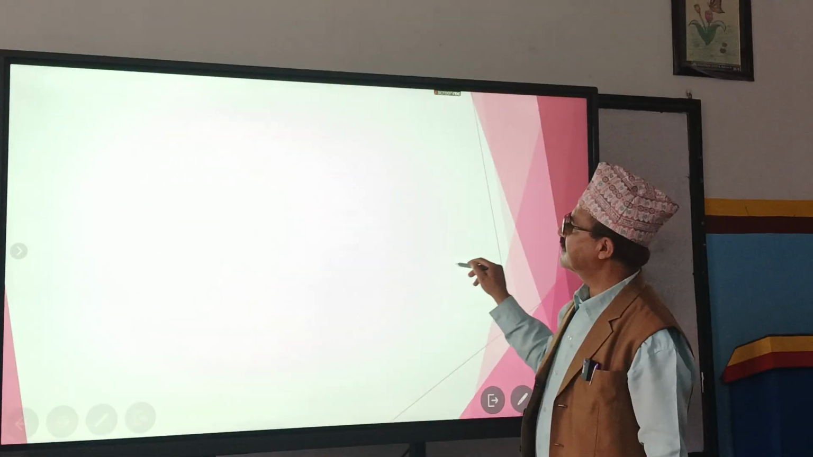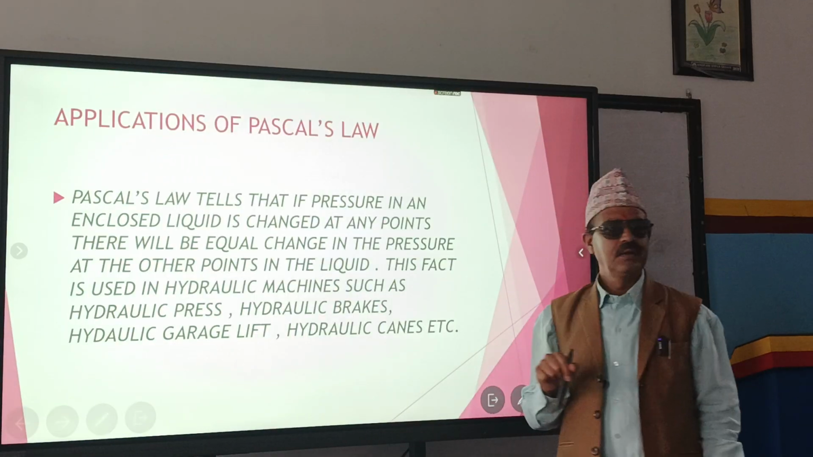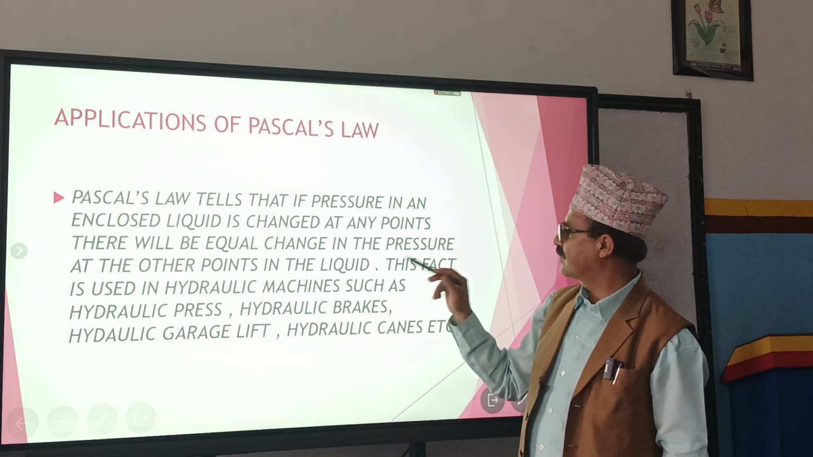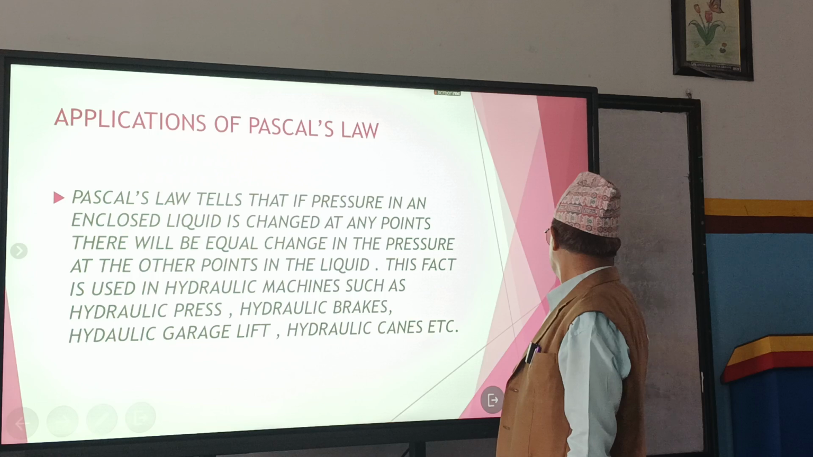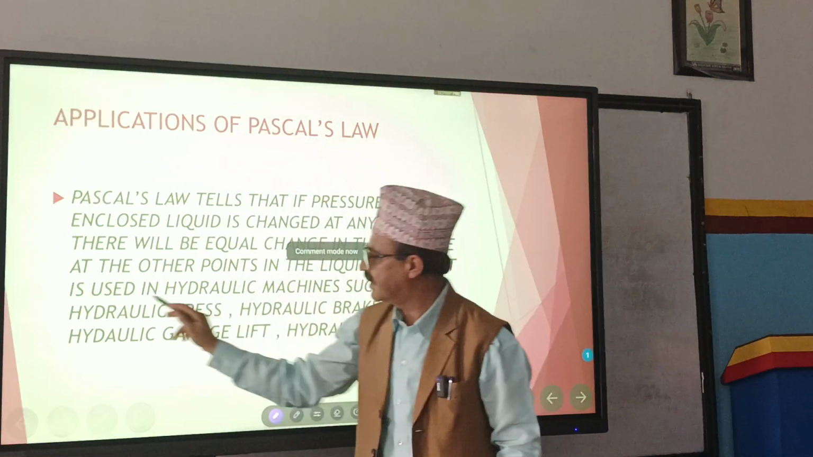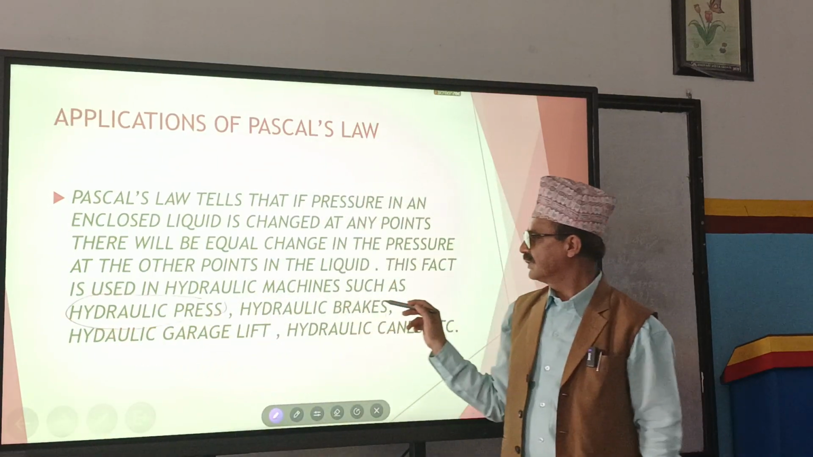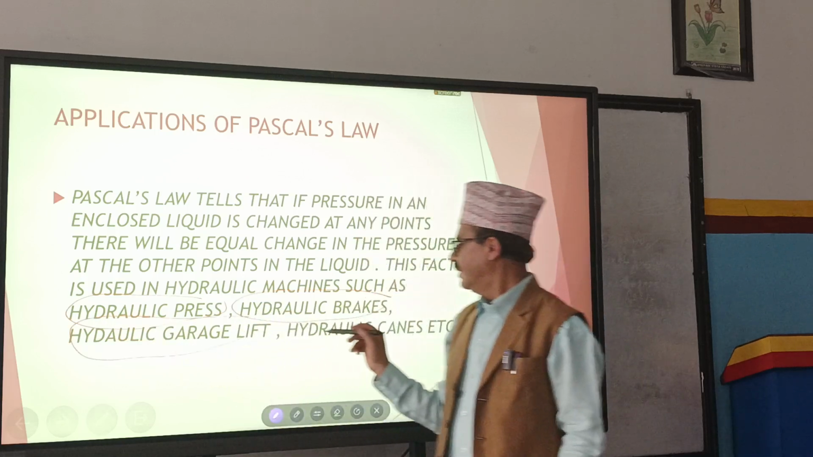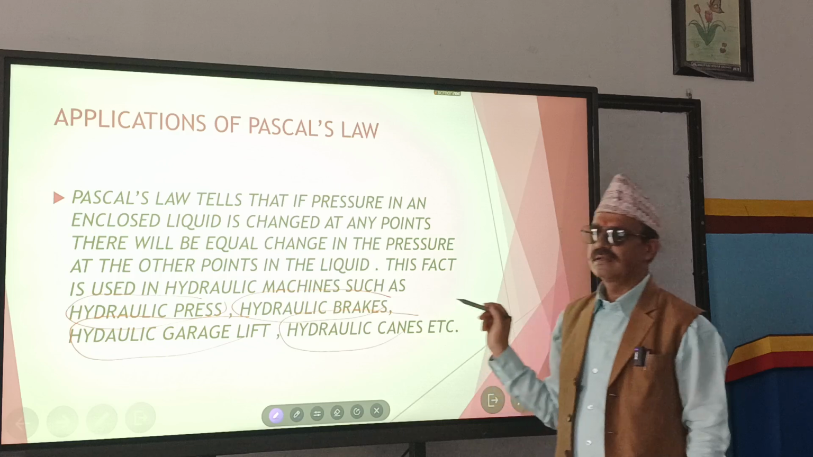And what are the devices based on liquid pressure? Which devices are based? Hydraulic press, hydraulic brakes. Look here. The different devices based on it are hydraulic press, hydraulic brakes, hydraulic garage lift, hydraulic crane, etc.